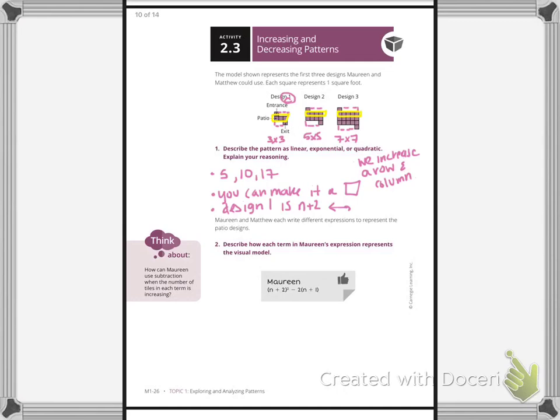Okay, so then it says describe how each term in Maureen's expression represents the visual model. So I need to figure out how this (n plus 2) squared minus 2 times (n plus 1) comes into play. So I'm going to go ahead and erase some of my drawings here.